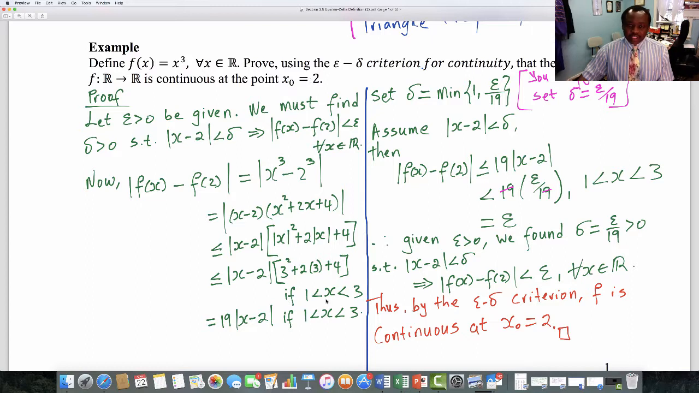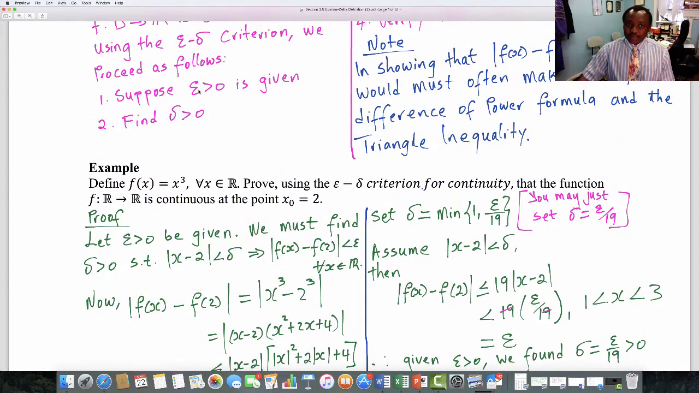So for every x in the interval 1, 3, we are closing in on 2. This inequality is less than or equal to the absolute value of x minus 2 times 3 squared plus 2 times 3 plus 4, and that equals 19 times the absolute value of x minus 2, but that holds for every x in the open interval 1, 3. So go ahead and set your delta to be the minimum between 1 and epsilon over 19, or just go ahead and set your delta to be epsilon over 19.